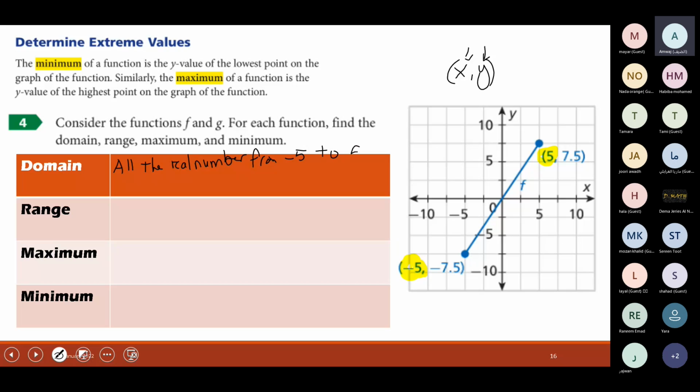This is a way to determine the domain of the function. Another way, you can put it like two closed brackets, negative 5 and 5. And the third way, since you're talking about domain, you put x: x greater than or equal to negative 5 and less than or equal to 5. You can write any of them, and they all have the same meaning.